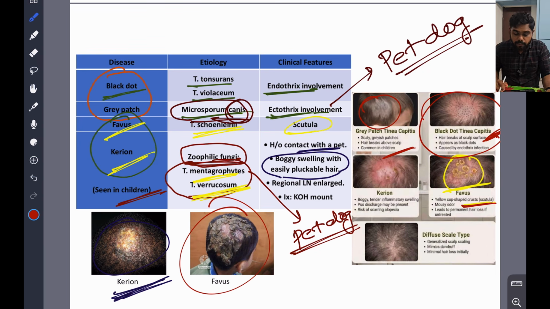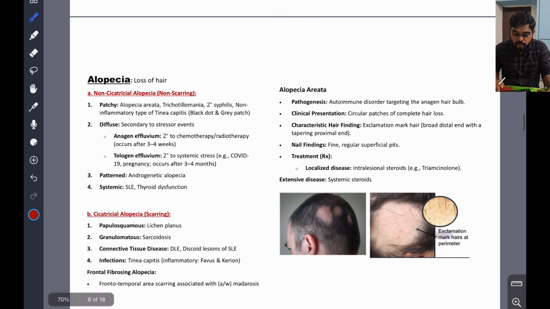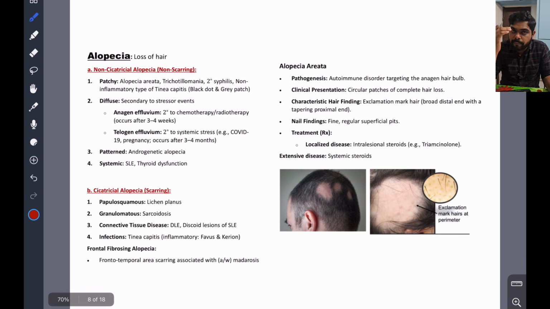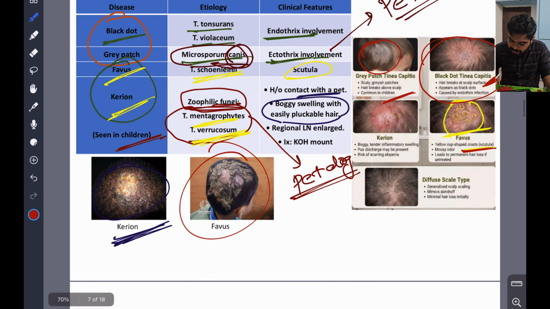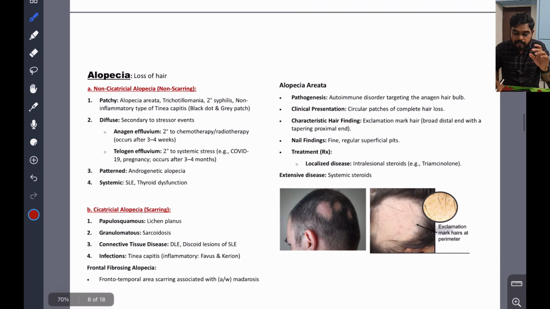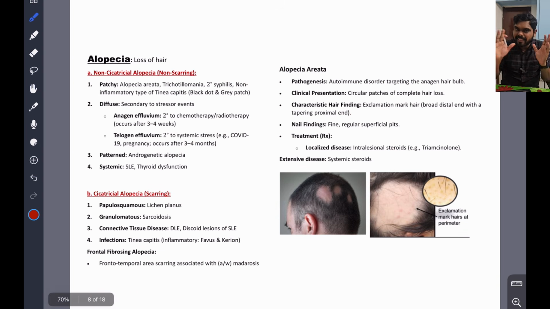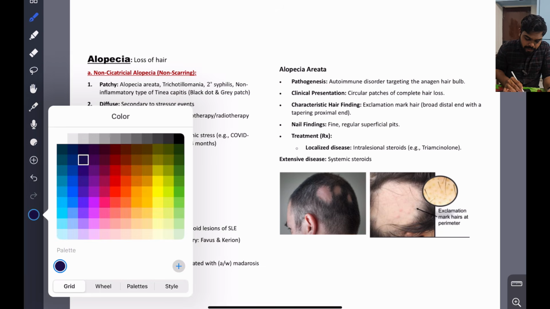Okay. Now we'll go to the next topic, alopecia. So just now we discussed about alopecia. Here there was a term you can see here, kerion, risk of scarring alopecia. Clear? Now we are going to see about what is alopecia in a single slide. In this slide, alopecia, every 2 to 3 years there is one question from alopecia. So now we are going to see alopecia.